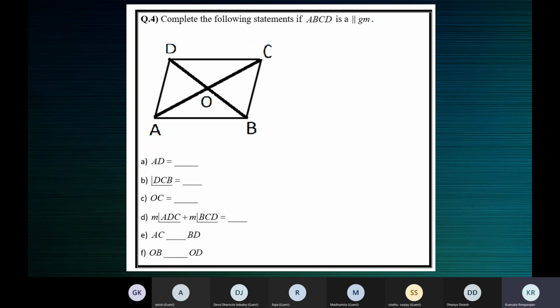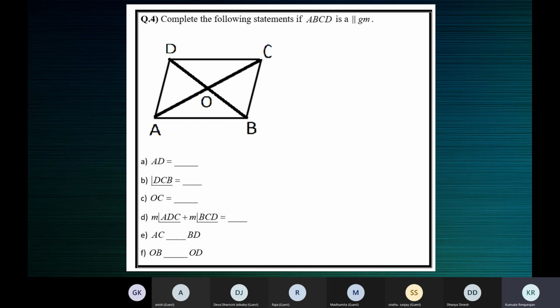Yes, let me ask Raja, the first one. Are you there, Raja? Yes, ma'am. So complete the following statements if ABCD is a parallelogram. We have a few statements below. You need to complete them. Now the first one is for you. AD is equal to... BC, ma'am. Very good.